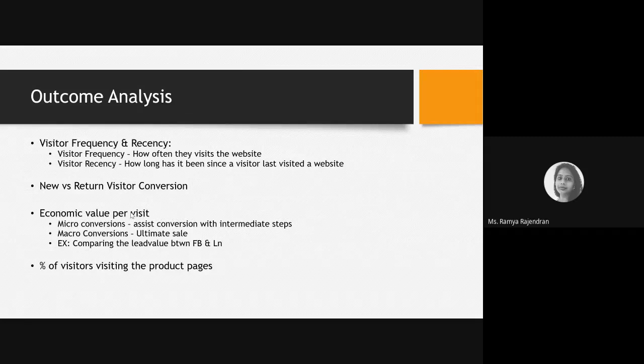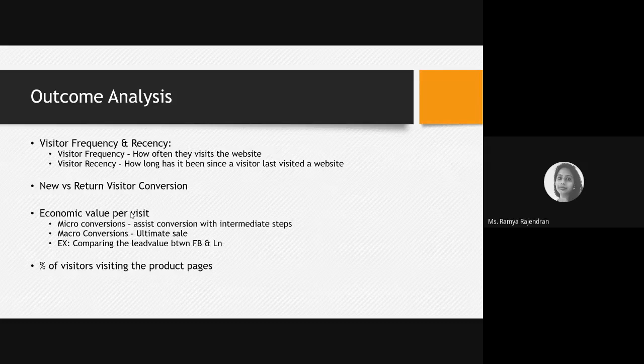Okay, so next is economic value per visit. There is a certain value that one must assign to every single visit to the website. These values can be categorized into two types of conversions: the first is micro and the second is macro conversion. Micro conversions are basically assist conversions, which include intermediate steps that might lead to a macro conversion. They are not the ultimate sales, but they lead to the ultimate sale in the end. So seeing my Facebook ad and Twitter ad is a micro conversion, whereas going directly to the website and buying it is a macro conversion.